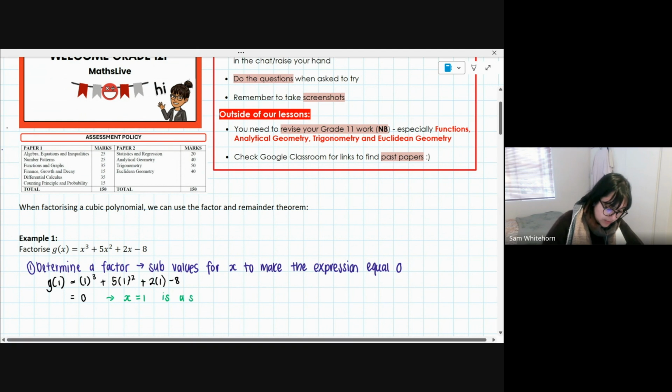Okay, we're getting there very slowly. It is a solution for g of x equals 0. This now tells us what our factor is.